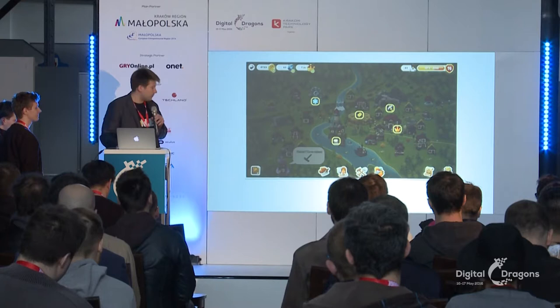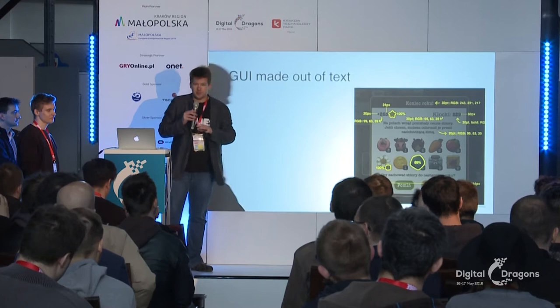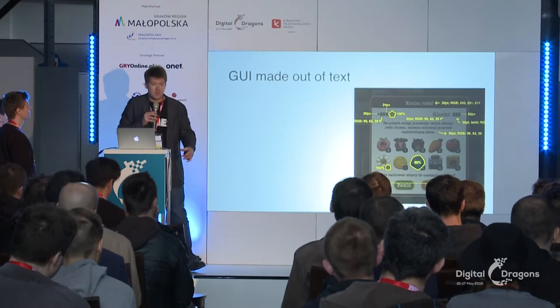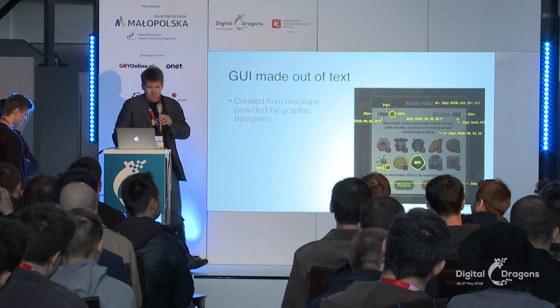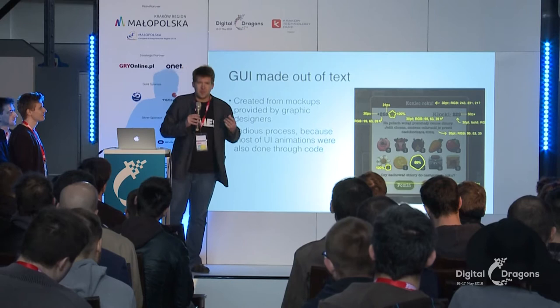First of all, the whole GUI in our game is made from scratch, and the text. So it's made by programmers. We don't have any tools. We never had any tools for it. There was no need. What we get from the graphic designers is some kind of mock-up with everything pointed out where it should be. This is a very tedious process because most of our UI animations also come from code and they have to be done by programmers who have no idea how to make graphics and animation.